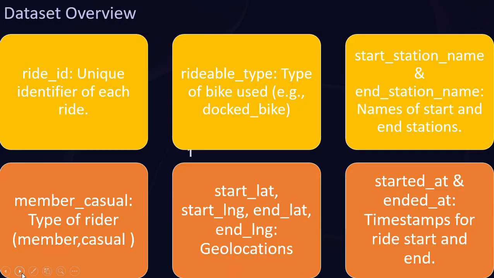So, what is the dataset all about? In our dataset, we have some specific columns. The first one is the ride ID, which is the unique identifier of each ride. Rideable type means what type of bike they use. In our dataset, they use dock bikes. Start station name and end station name. Member casual means what type of rider, a member or a casual. The start and end geolocations, and the start timestamp and end timestamp for each ride.